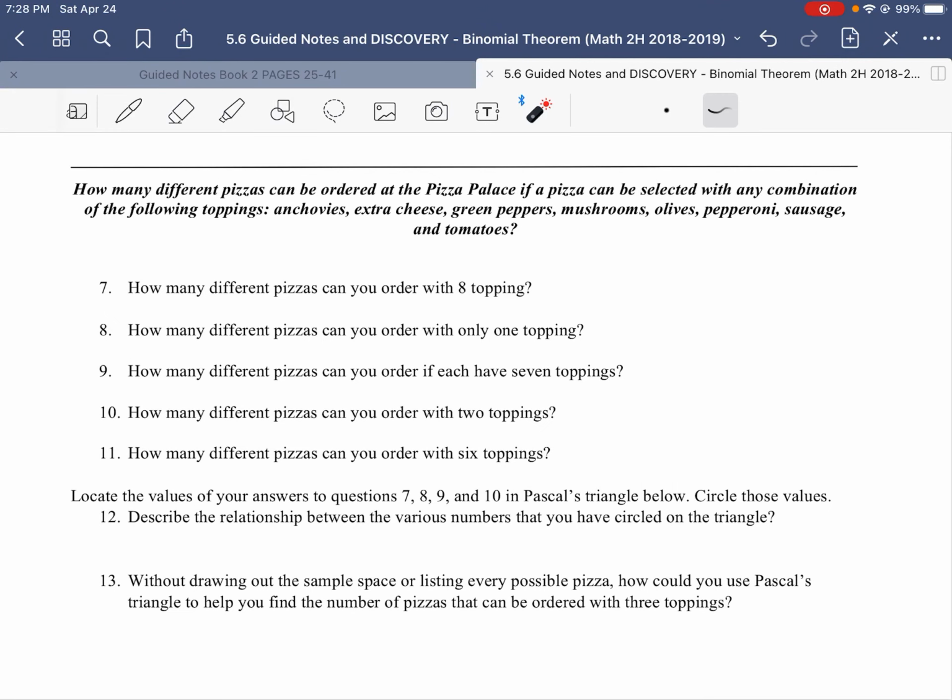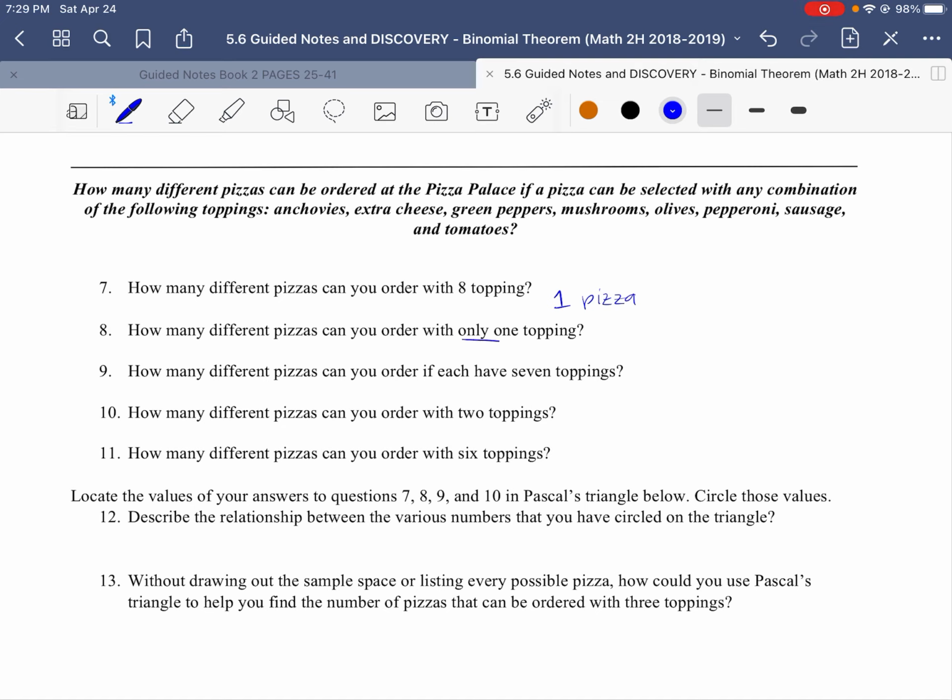So it says, how many different pizzas can be ordered at a pizza palace if a pizza can be selected with any combination of the following? We've got anchovies, extra cheese, green peppers, mushrooms, olives, pepperoni, sausage, and tomatoes. So I'm going to relate this a little bit to probability. It says, how many different pizzas can you order with 8 toppings? So you think about it, and you're like, well, only one. I can order all 8 toppings, or not, but that would not be in a pizza with 8 toppings. So there's only one pizza, and it has all 8 toppings on it.